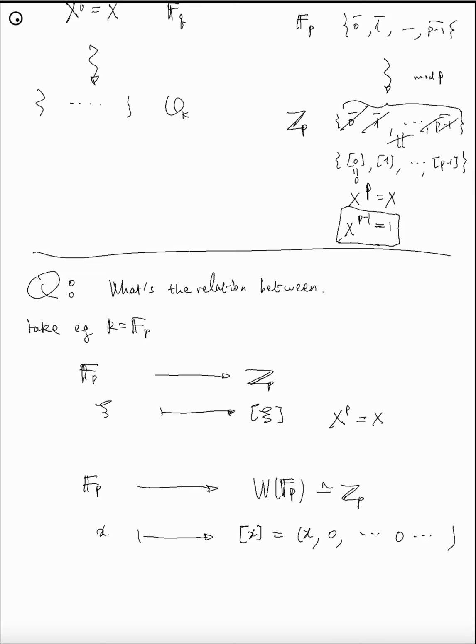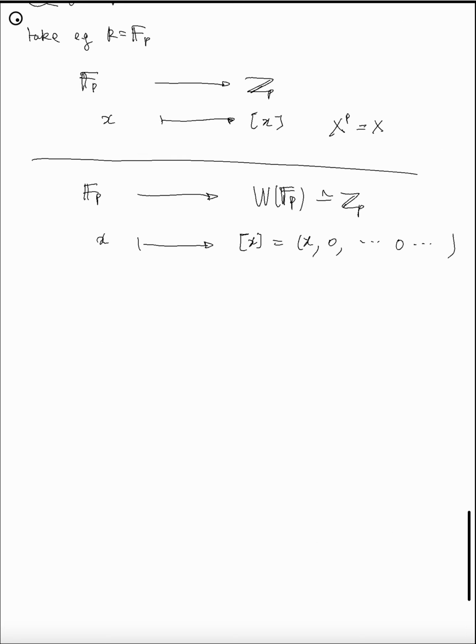Do you understand the question? What's the relation? Let me put x here. What's the relation between x bar here and x bar here? Actually, I already used the same notation for it, but you know what I'm asking. So basically, if we have this isomorphism, let's look at this. We know this is multiplicative. So if x to the power p equals x, this implies the image also satisfies x to the power p equals x.